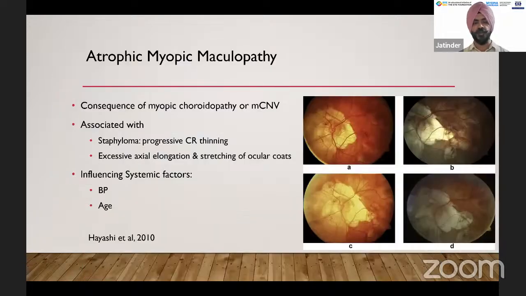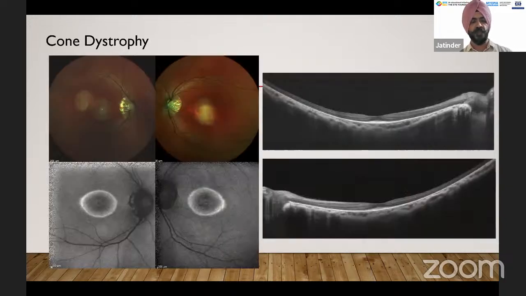Atrophic myopic maculopathy, we understand that it is the consequence of myopic choroidopathy or myopic CNV. It is associated with staphyloma, progressive choroidal thinning, and excessive elongation, which both of them usually coexist together to result into atrophic myopic maculopathy. There are certain systemic factors like BP and advancing age which can contribute to this. So not all atrophies in myopic eyes are atrophic maculopathy. This is a very well circumscribed symmetrical mirror image kind of picture.